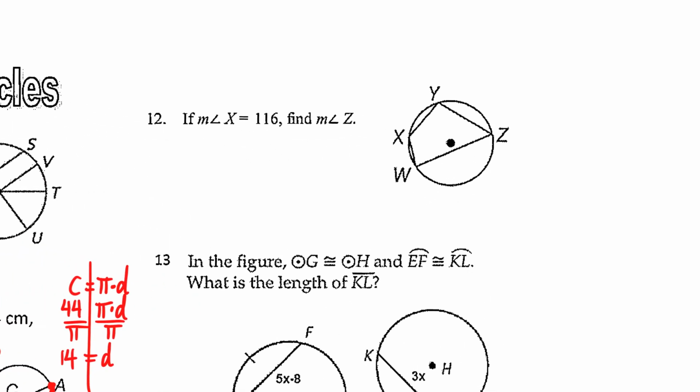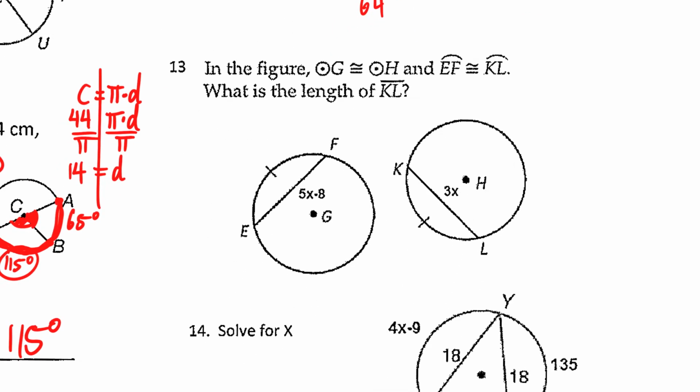Next one, number 12. If angle X is 116 degrees, what's angle Z? What do I know about this inscribed quadrilateral, these opposite angles? Yep, they're supplementary. So that angle is just 64. 180 minus 116 gives you 64.